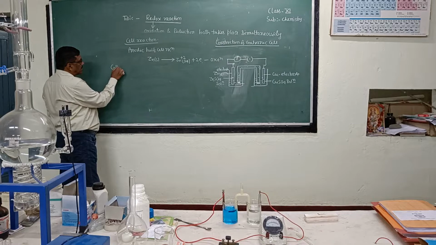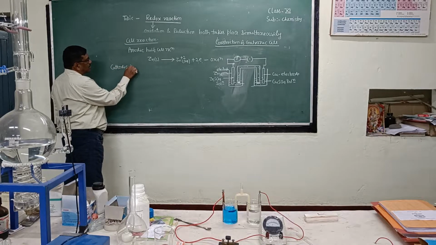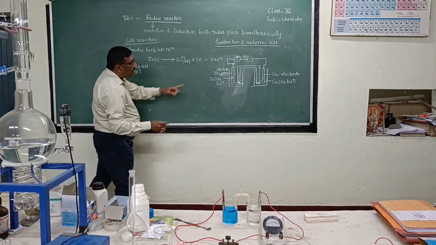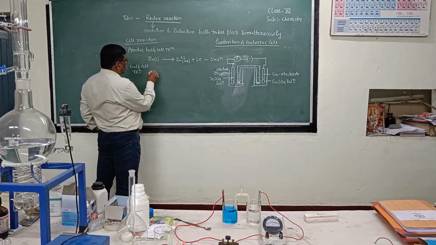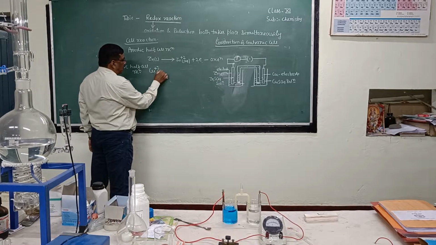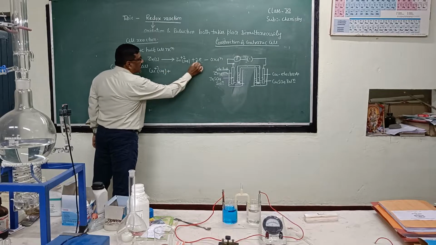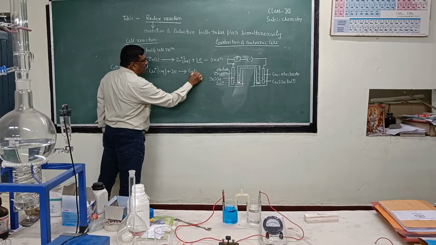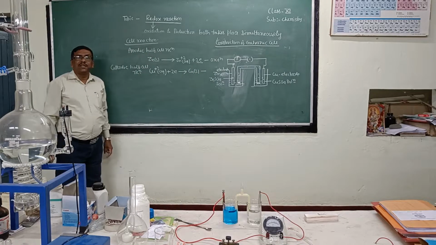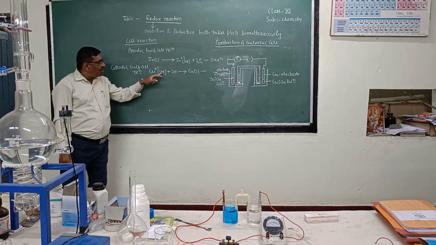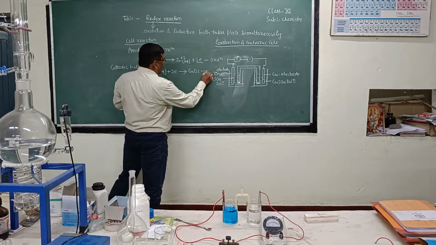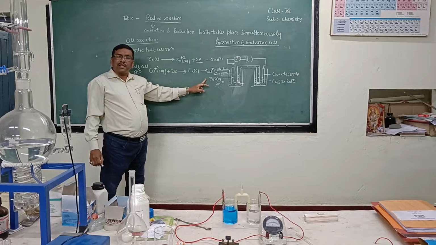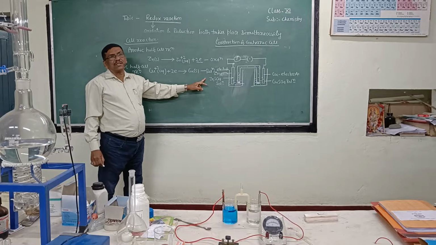Now let us see the cathodic half cell reaction. Copper is dipped into copper sulfate solution. So there are Cu2+ ions in solution and they capture 2 electrons and are converted into solid copper. So this process is of course reduction. Gain of electrons is reduction. So in these galvanic cells, oxidation and reduction both take place.